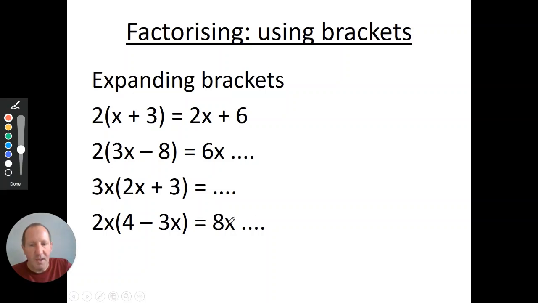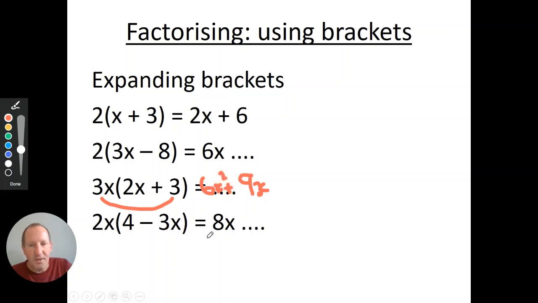I'd like you to think about the bottom one. 3x times 2x will give me 6x squared, because 3 times 2 is 6, and x times x is x squared. And then 3x times 3 gives me 9x. So this one was 6x squared plus 9x.